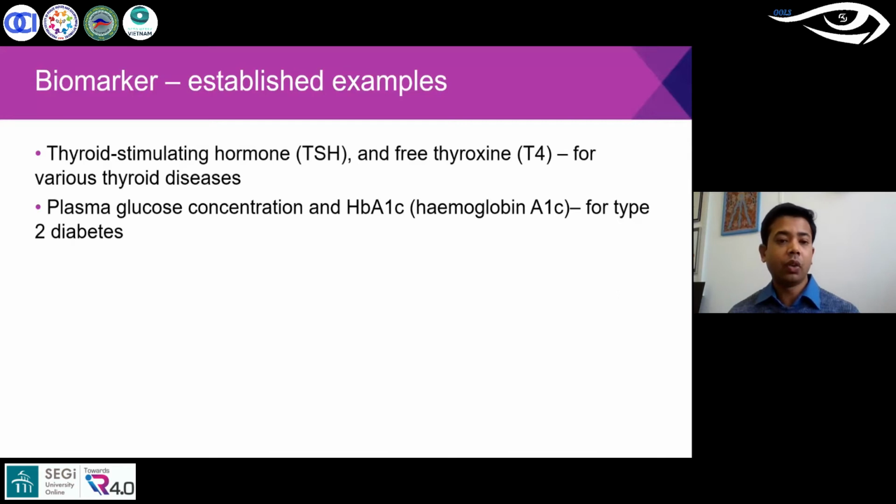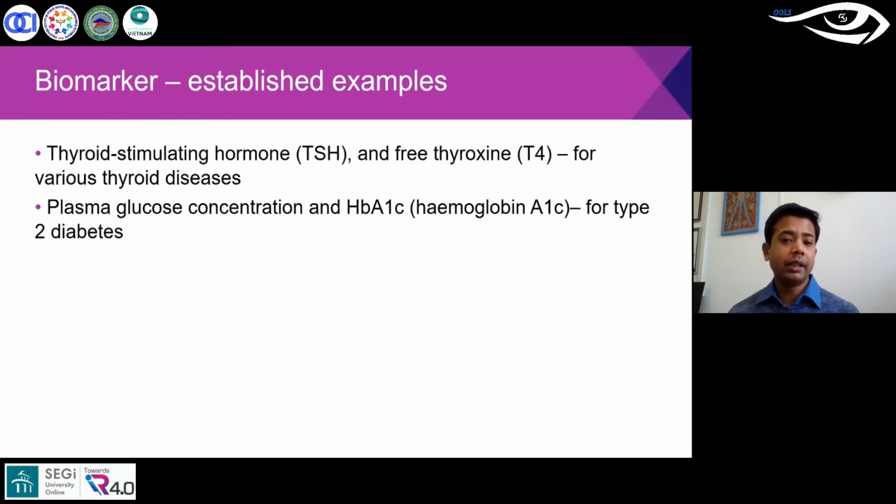It's free thyroxine for various thyroid diseases. Many of you might know it. This one, I'm sure many of you know, the second one, which is plasma glucose concentration, which is hemoglobin A1C, and it's for type 2 diabetes. And often we go for a normal blood test, and this is one of the components which has been tested.